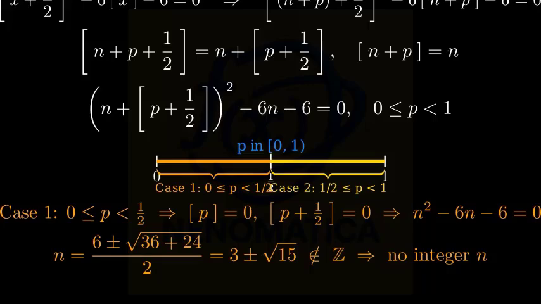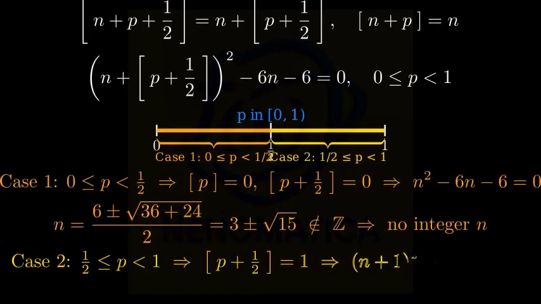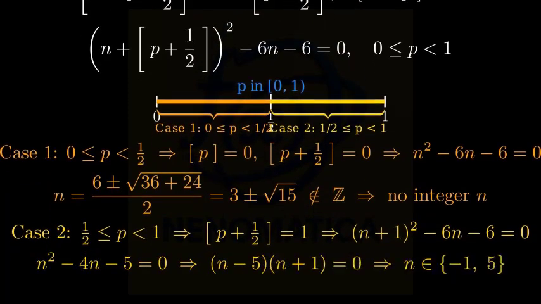Case 2, p between 1/2 and 1. Then the floor of p plus 1/2 equals 1. The equation becomes open parenthesis n plus 1 close parenthesis squared minus 6n minus 6 equals 0. This simplifies to n squared minus 4n minus 5 equals 0, which factors as n minus 5 times n plus 1 equals 0. So n equals negative 1 or n equals 5, both integers.